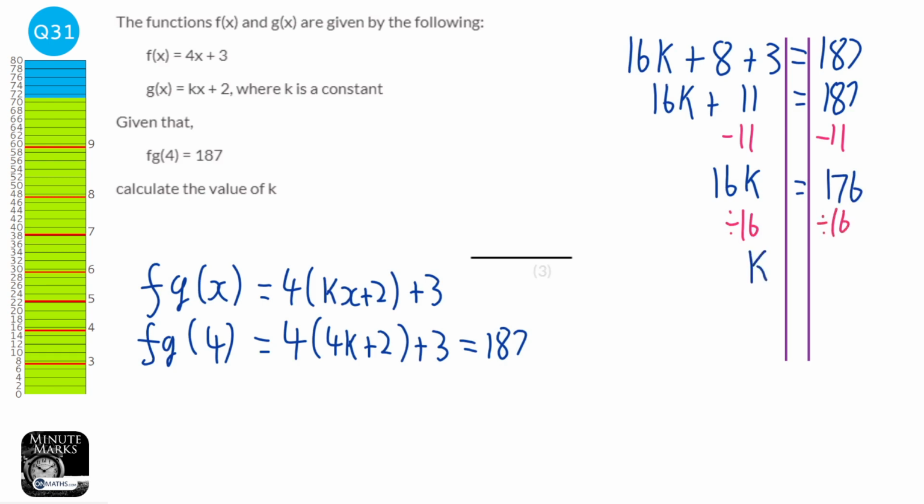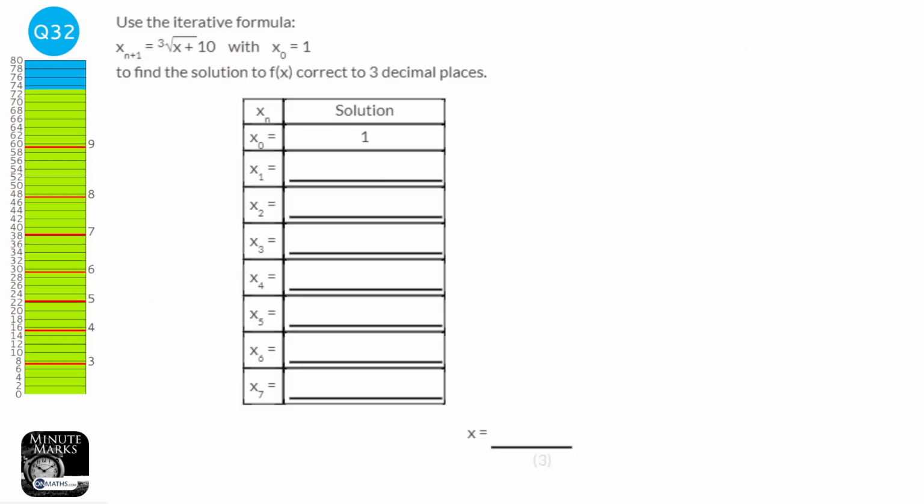So we've got k equals 11. So the answer is 11. To answer this question, we're going to do something a bit weird on the calculator. This is a method you might not know, but it's the quickest method for answering this question. Iteration is basically feeding the previous solution into the iterative formula to get the next solution, and you keep going, and it will get closer and closer to an answer, and then we write down that answer.